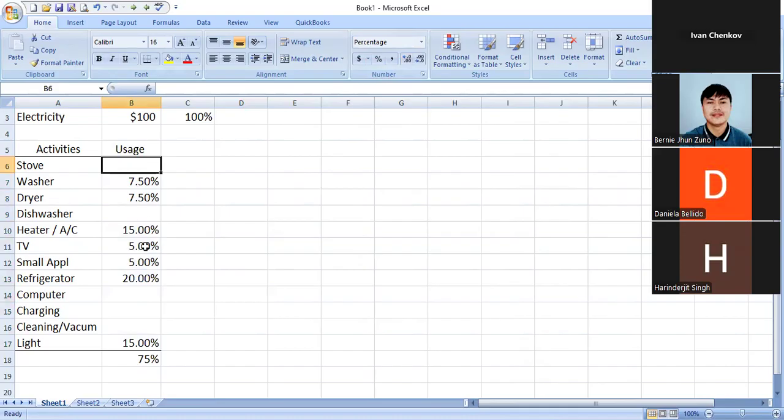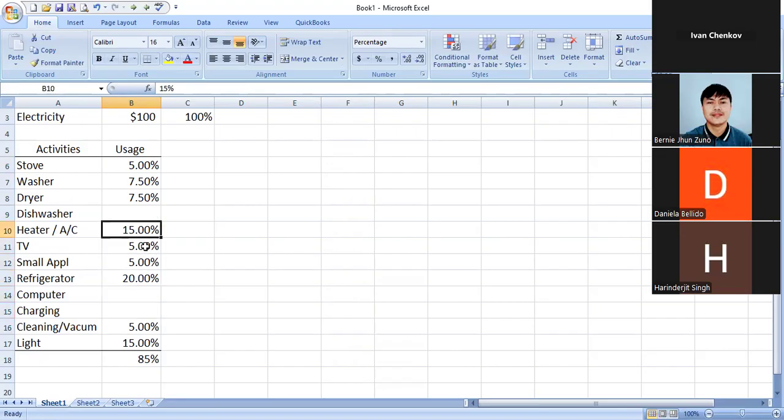We have the stove. How much are we going to assign to the stove? 15? Now that will be too much. We have only 25% to work with. Let's stay with 5% here. On the vacuum cleaning, let's assign 5% here. We have 15 more.